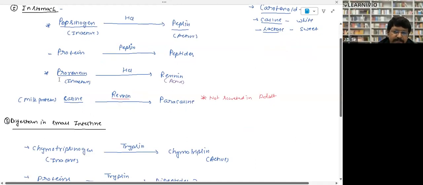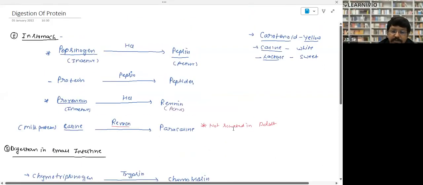Now there is again a proenzyme called prorennin, which is inactive. HCl converts prorennin into rennin, which is the active enzyme. Rennin breaks down the milk protein casein into paracasein. This enzyme is not secreted in adults. Please note down: rennin is an enzyme secreted only in children, not in adults.